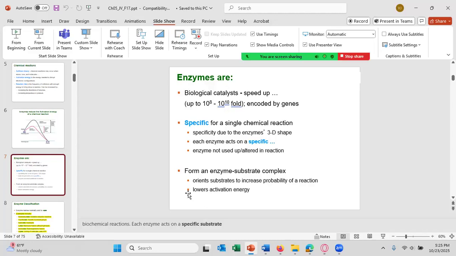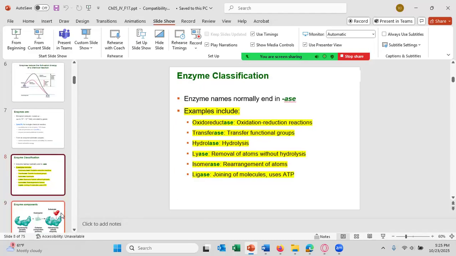Any question about any of that? All right. Enzyme names normally end in ASE. Here are some examples of enzymes. You do not need to know these examples. We will talk about ligase in this class, maybe in this lab, and we will talk about catalase. Most of these others we won't talk about, but you don't need to know the examples here.